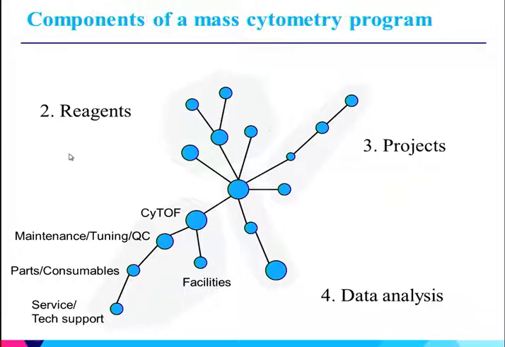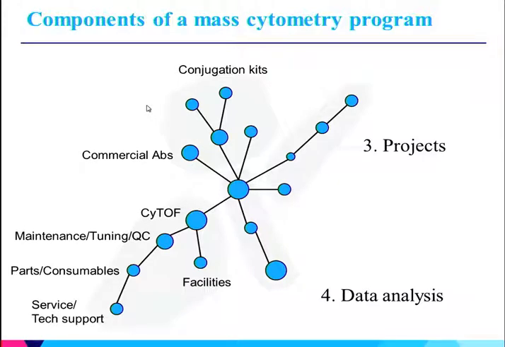So this is all well and good, but of course, in order to actually get this machine to do anything, you need reagents, which again can be divided into a few categories. The go-to cadre of reagents at this point are commercial conjugated antibodies available from Fluidigm directly. There are also conjugation kits, which allow you to conjugate your own antibodies, and which all require validation and titration.